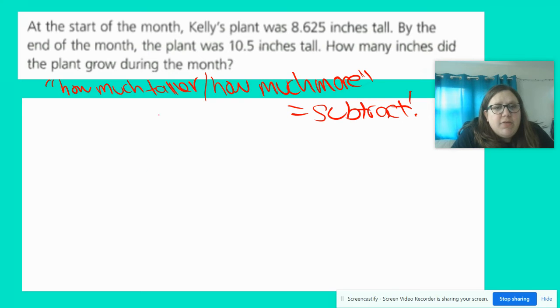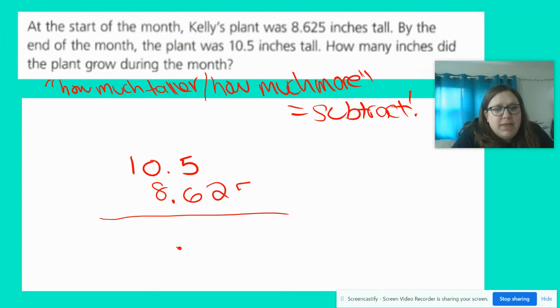Okay, so we're going to start with the 10 and 5/10 on top because that's the one that is more. And then I'm going to put my other decimal here, and I'm even going to put my answer line with the decimal, that way they're all lined up already. 8 and 625 thousandths. So in this case, I'm adding 2 placeholder zeros. All right, let's start subtracting.